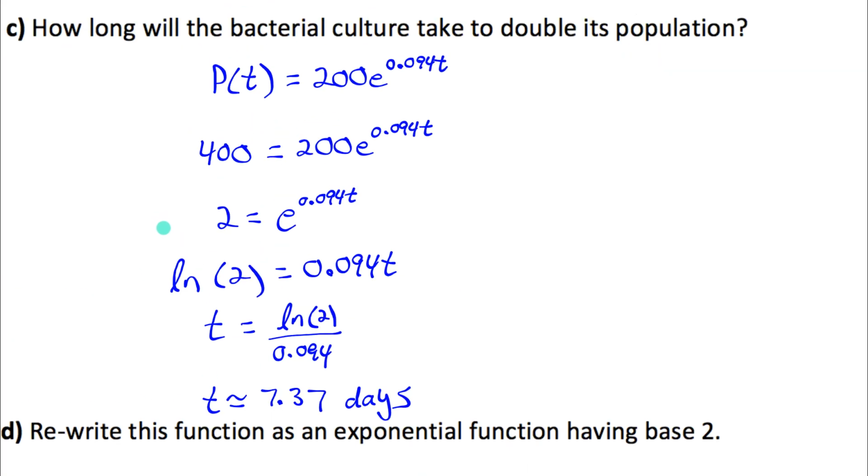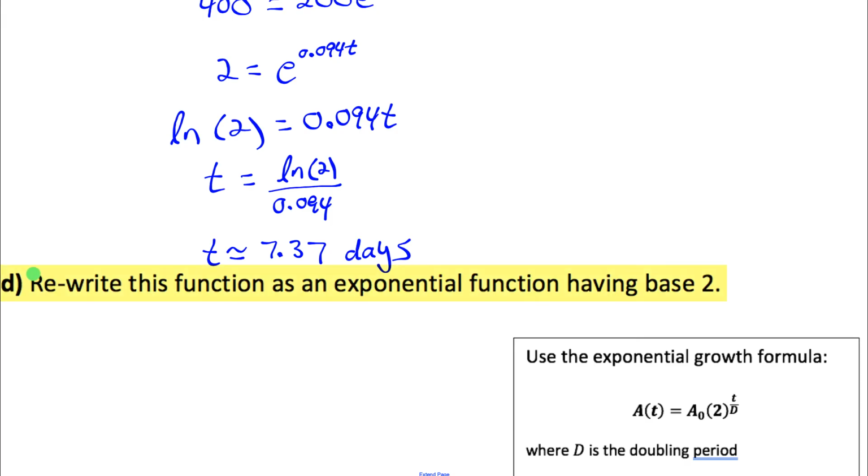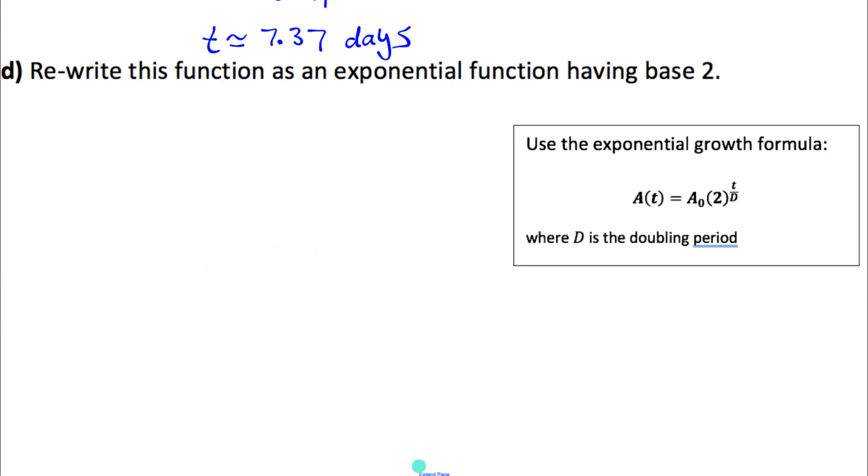But this function doesn't have to be modeled with a base e power. Part D says rewrite the function as a base 2 power. So if I want to rewrite it as a base 2 power, I just take my population, still started at 200, but instead of multiplying it by e, I'm going to multiply it by 2. Then the exponent on 2, well, how often does the initial population of 200 get doubled? It gets doubled once every 7.37 days. So it would have to be multiplied by 2, t over 7.37 times. Do your total time divided by the time it takes to double once, and that'll tell you how many times it needs to be doubled.